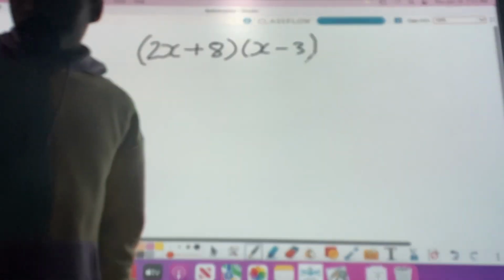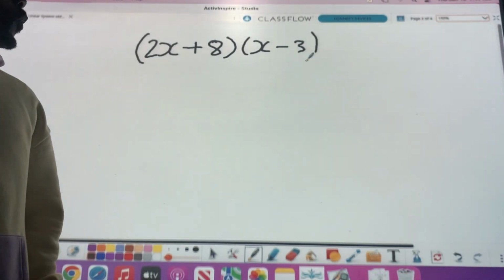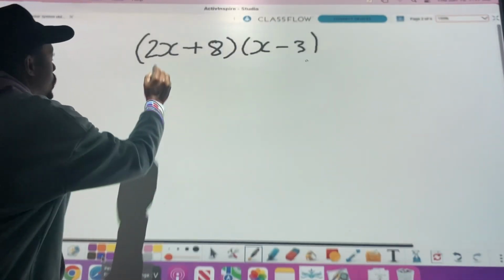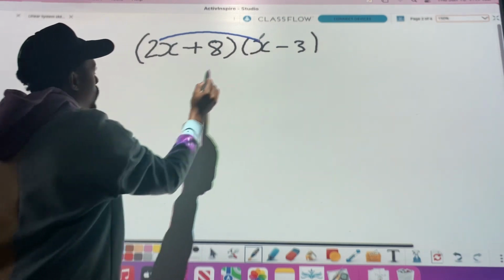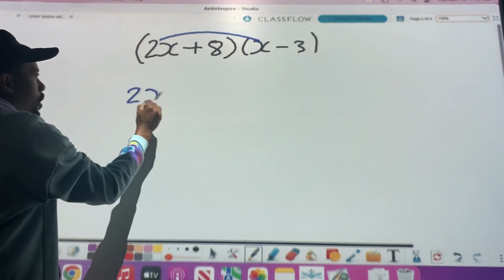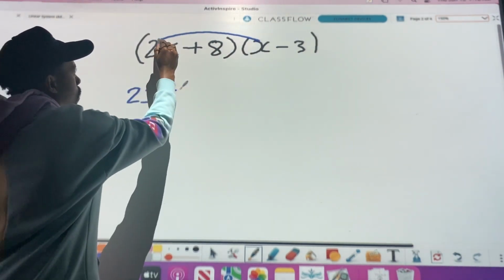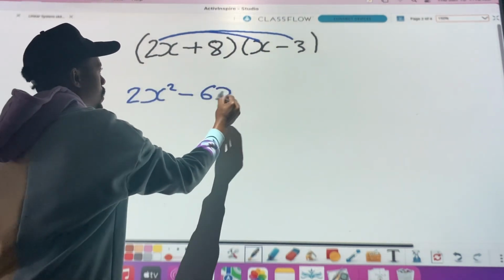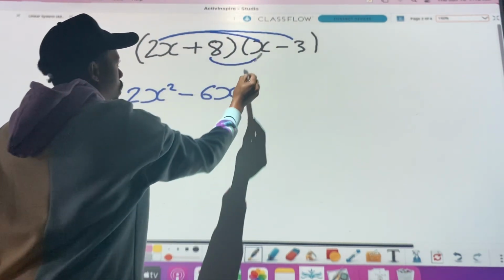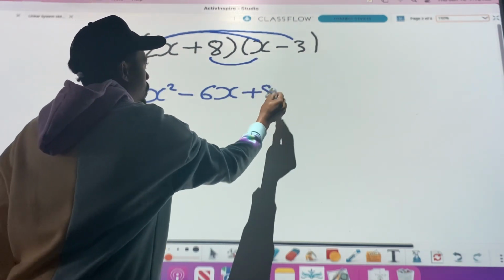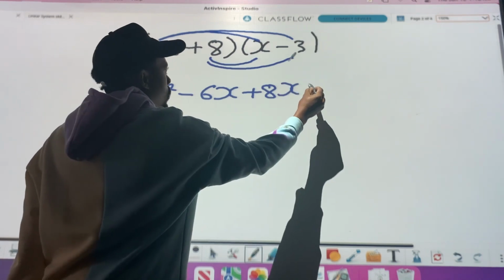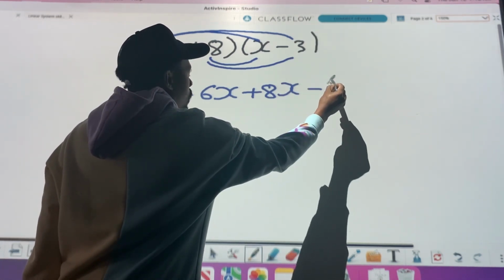Alright, let's now FOIL these two binomials. So the first term times the first term, I get 2x squared. First times the last, I get minus 6x. The 2 inside gives me plus 8x. And then the last terms give me minus 24.